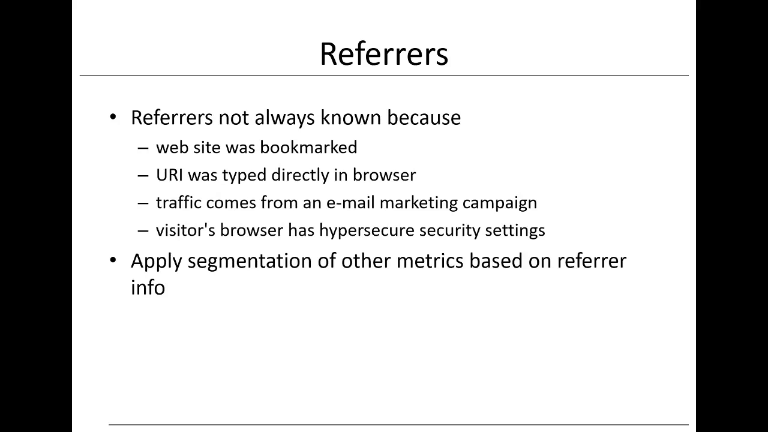Do note, however, that your referrers are not always known. The website may have been bookmarked, the URI may have been typed directly in the browser, the traffic may come from an email marketing campaign, or the visitor's browser has hyper-secure security settings. It is also recommended practice to apply segmentation of other web metrics, such as time on site or bounce rates, based on referrer information. You can then find out which referrers are sending you good traffic and which ones are sending you bad traffic.